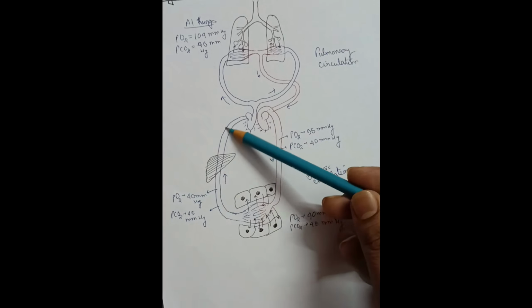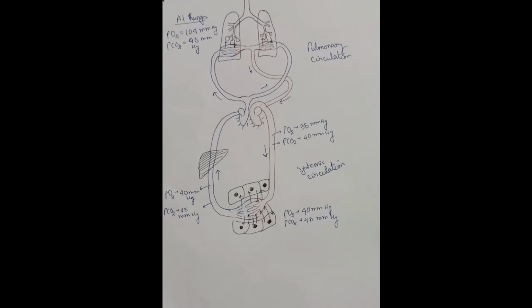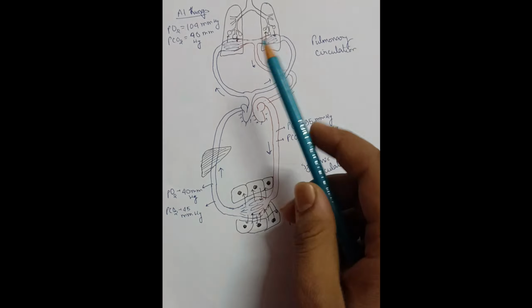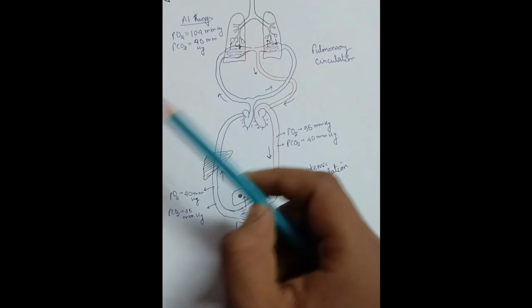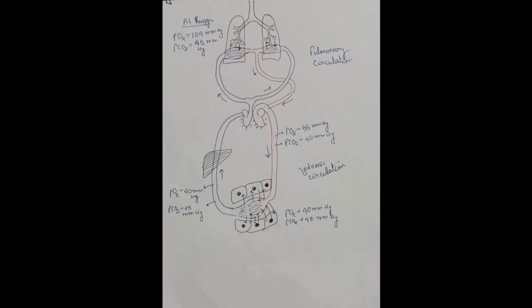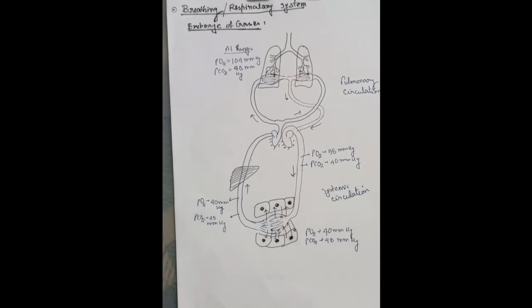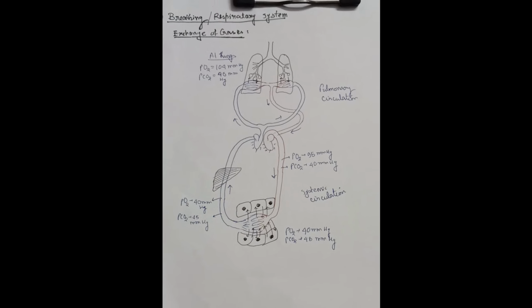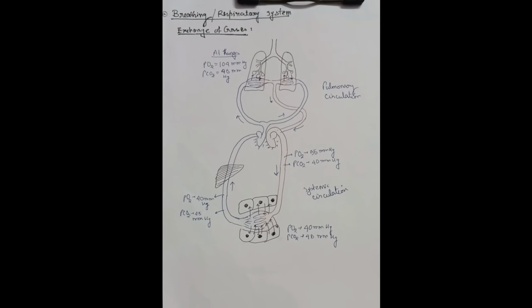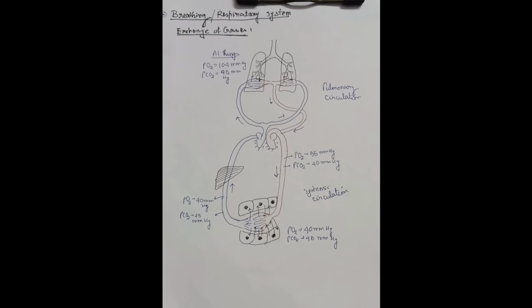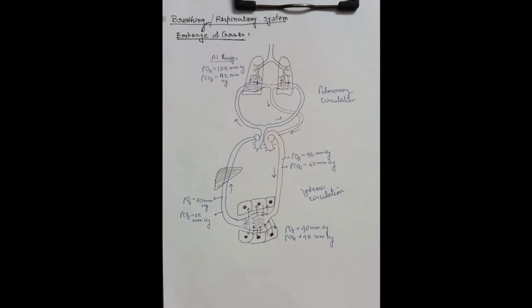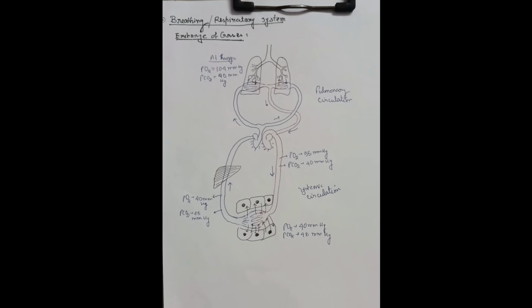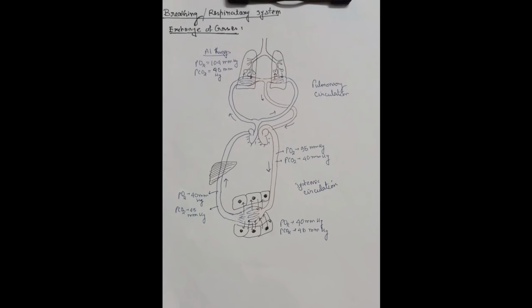Then it will drain into the right heart, and then it will again enter the pulmonary circulation, and the gases will be exchanged here at the lungs, and the cycle will continue. So this is how the main gases of our circulation, which are very essential for working at the cellular level, that is the oxygen and carbon dioxide, are exchanged, and due to the partial pressure gradients, they are maintained in the blood and they are exchanged in the lungs and at the tissue level.